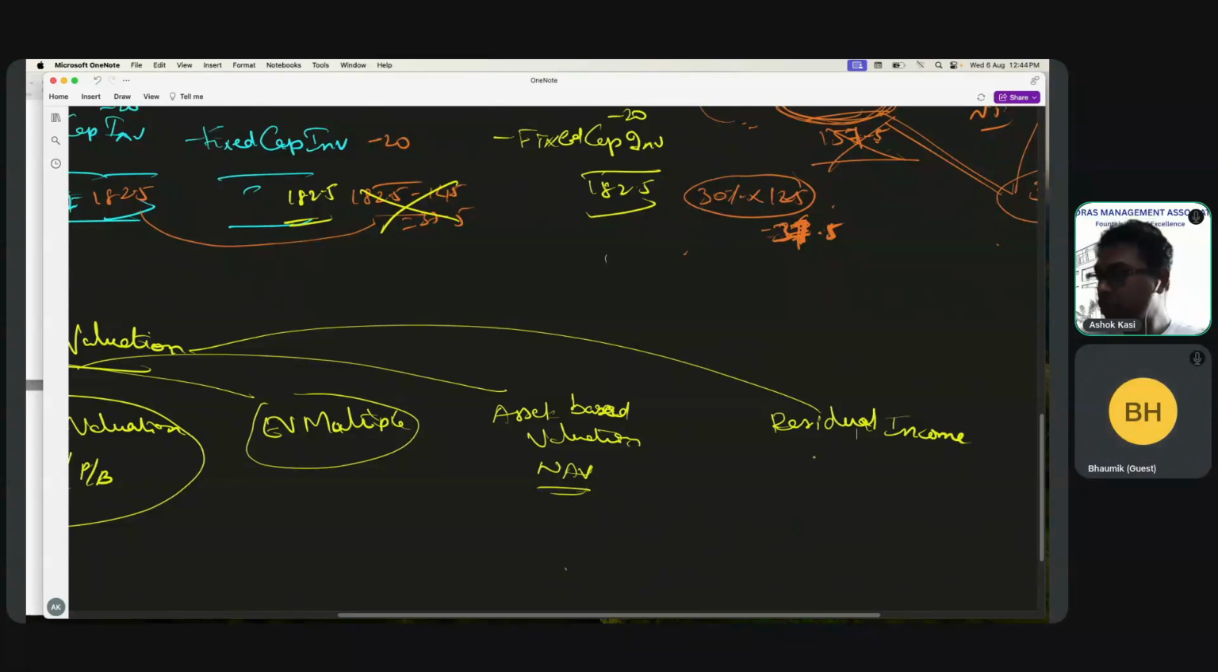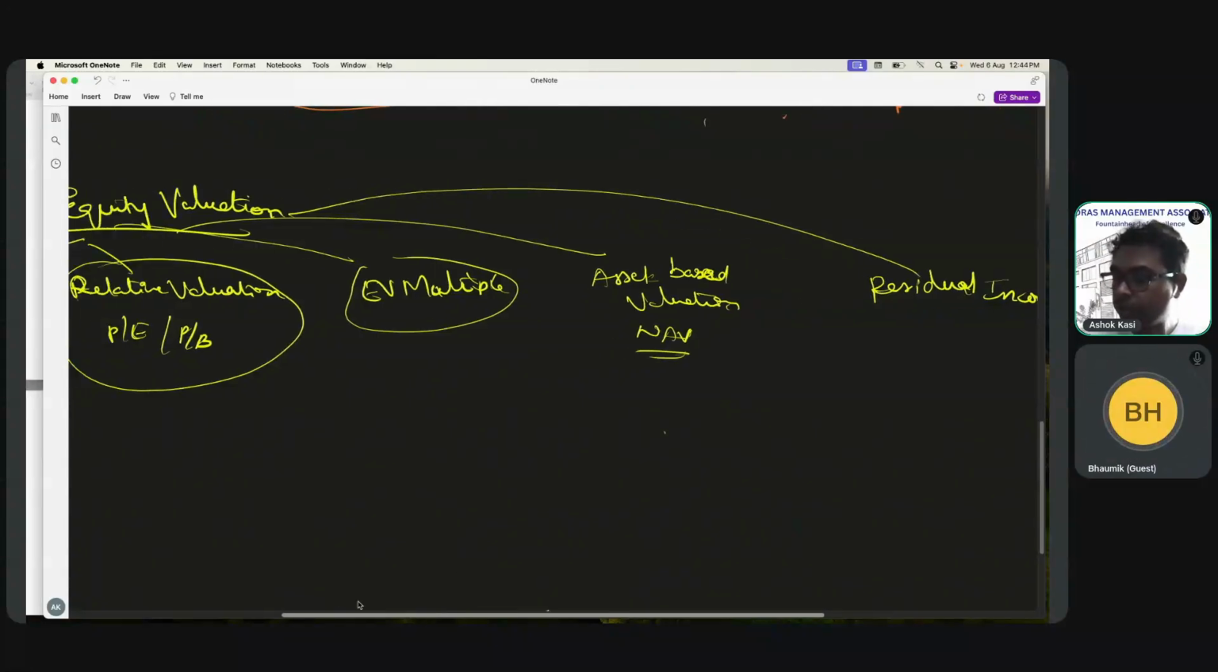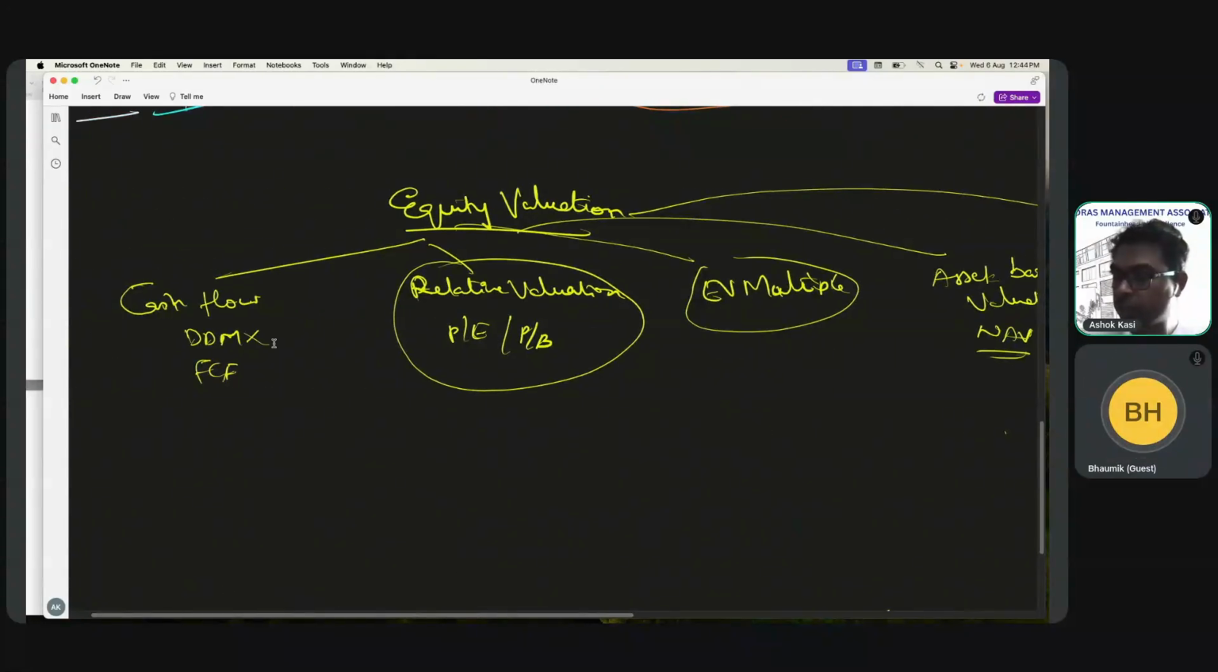Now, what is residual income? Now, when should we use this kind of model? Say, for example, there is a company which is not paying dividend. Then I cannot use the dividend discount method. Then free cash flow.